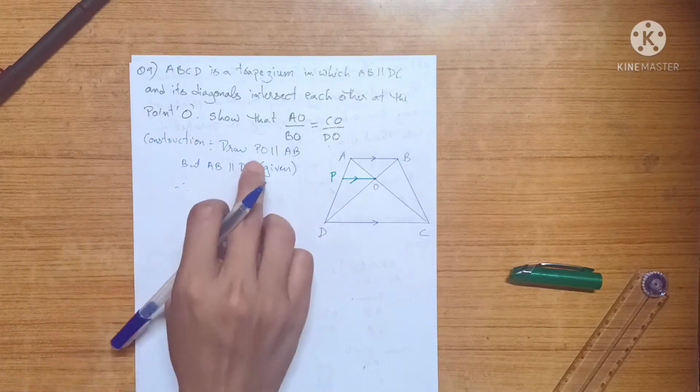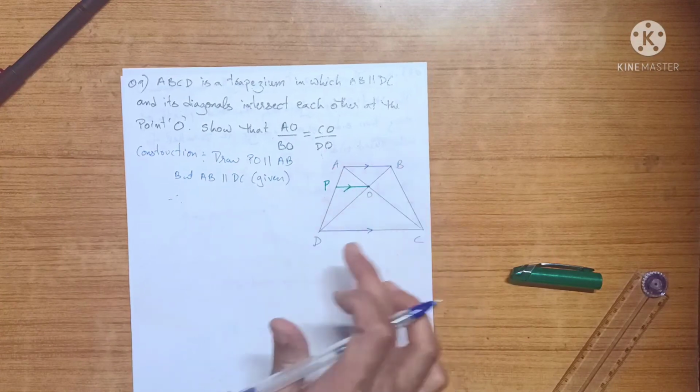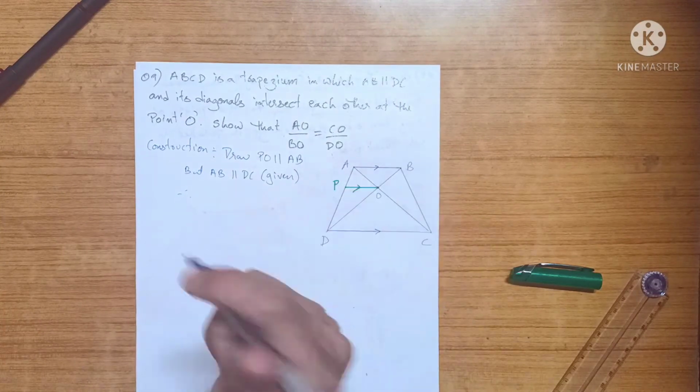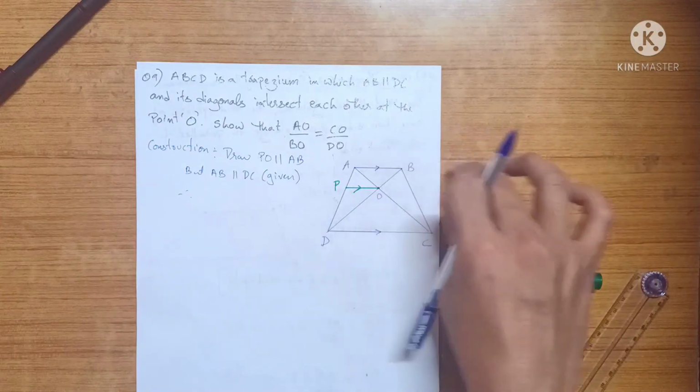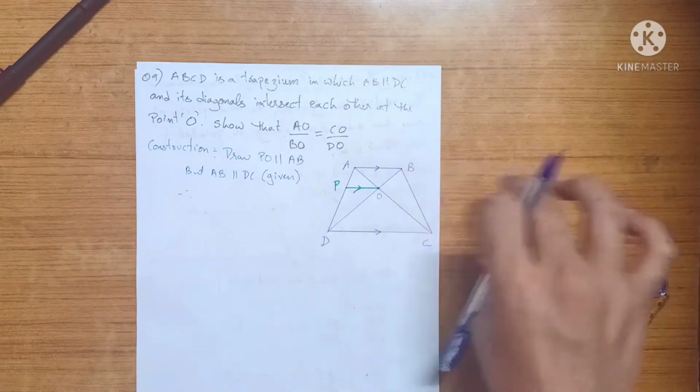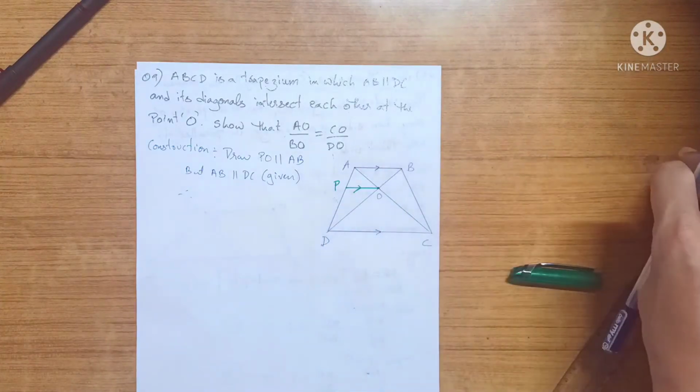Therefore, I drew PO parallel to AB, but since AB is already parallel to CD, automatically this will become parallel. It is a line neutral. Parallel means if you extend this, it will never ever join. It will never diverge, it will never converge, it'll just go straight like that, right?